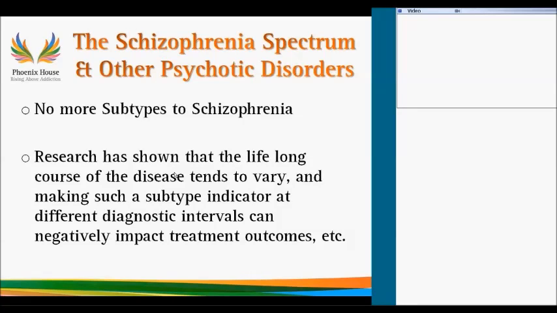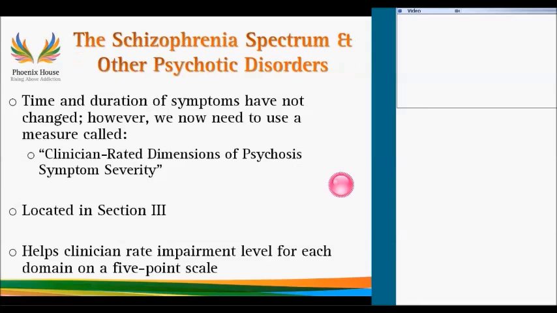So no longer are we going to diagnose schizophrenia paranoid type, schizophrenia disorganized type. What they found in the research is that the disease tends to vary, especially across the lifespan. So indicating one subtype versus another actually can sometimes interfere and negatively impact treatment outcomes. So now we're just looking at schizophrenia as a psychotic experience, not necessarily related to a subtype.